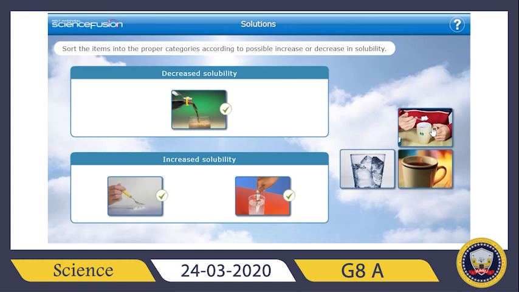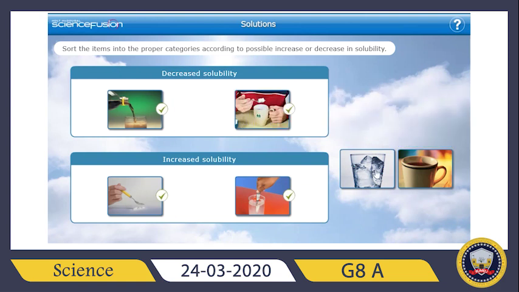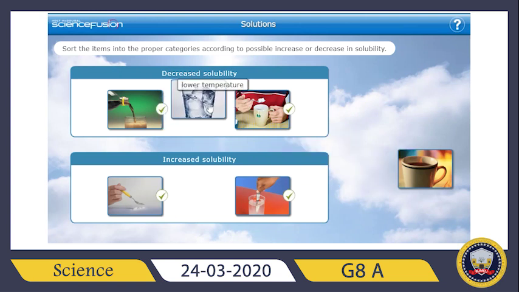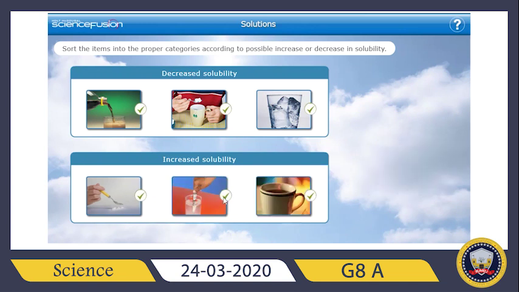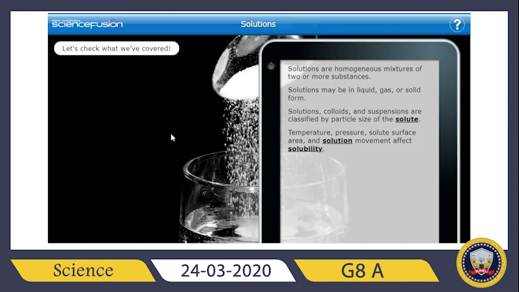Or lower the surface area. This guy is using sugar cubes. It is decreasing solubility. Lowering the temperature: the sugar will dissolve slower in a cold tea than a hot tea, so increasing temperature will increase the solubility. So what we learned in this session, we learned what solutions are.